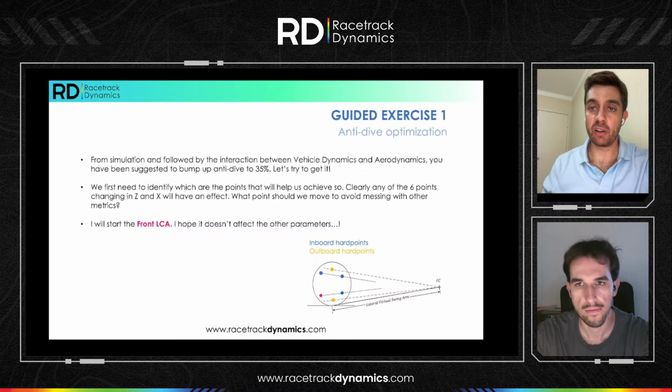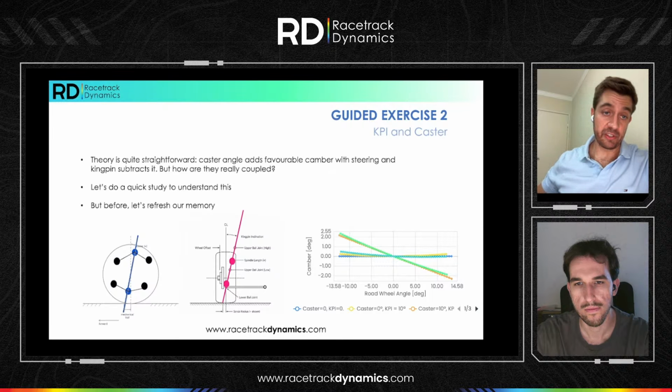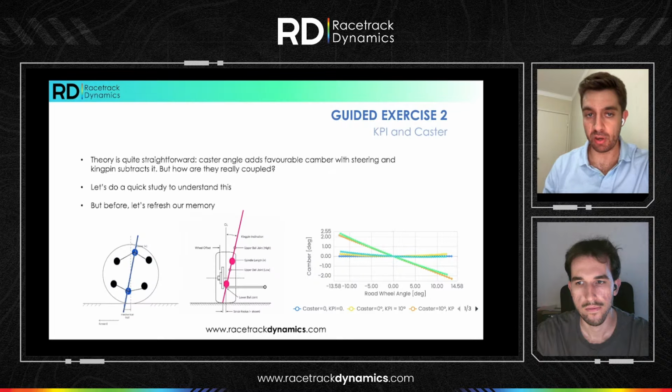Let's have a look at a second guided exercise, which is KPI and caster. Here the theory is quite straightforward. We've seen it, we've demonstrated before, we've covered that caster angle adds favorable camber with steering and kingpin inclination subtracts it. But how are they really coupled? This is what we need to understand.